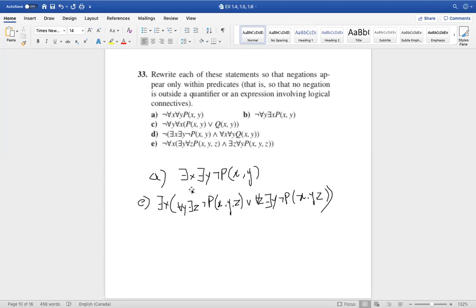Okay, let's take part A. When we have the negation in front of for all x, and we take the negation of that, it becomes there exists x. So we converted this for all x into there exists x, and then we converted this for all y into there exists y, and then we simply place this negation in front of this predicate, the function here. So now this negation is not in front of the quantifier, but in front of the predicates. Pretty straightforward.